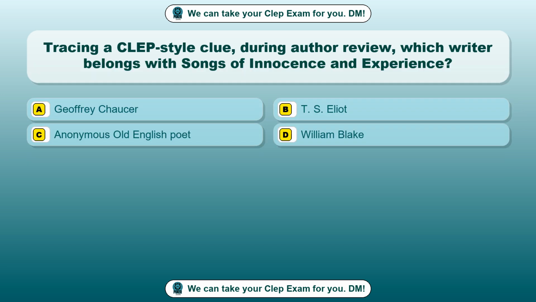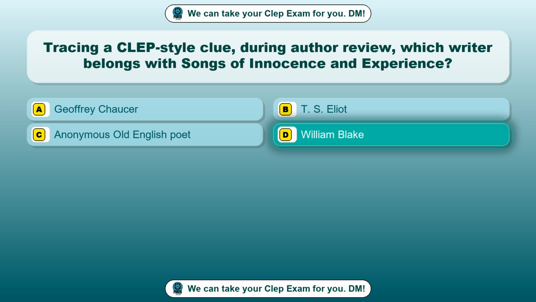Tracing a CLEP-style clue, during author review, which writer belongs with Songs of Innocence and Experience? Option A, Geoffrey Chaucer. Option B, T.S. Eliot. Option C, anonymous Old English poet. Option D, William Blake. The correct answer is option D, William Blake.